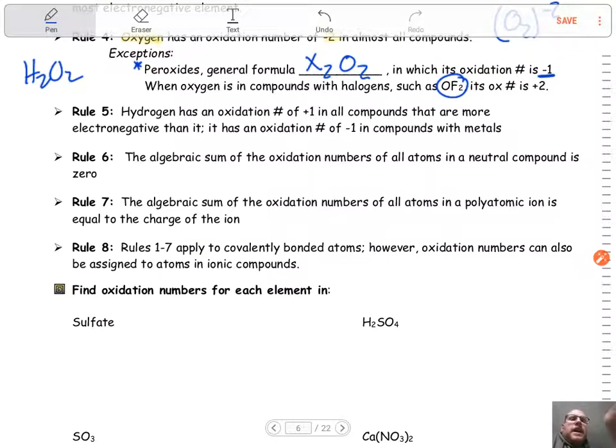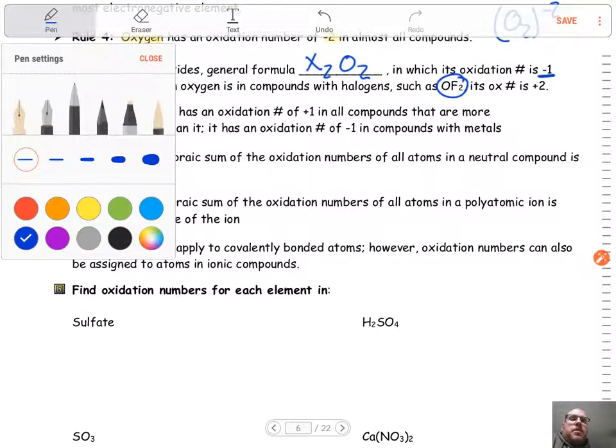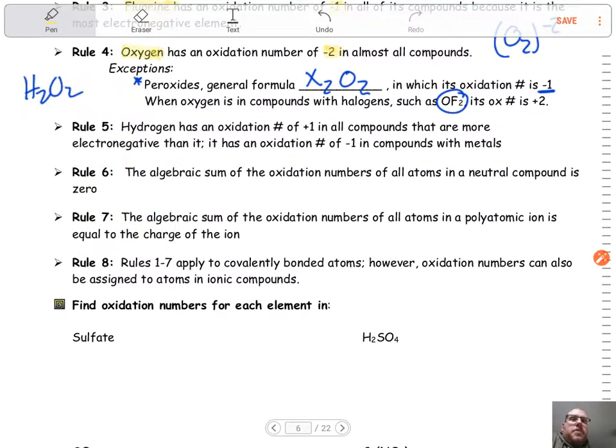Rule 5, hydrogen is always a +1. Hydrogen has an oxidation number of +1 in all compounds with elements that are more electronegative than it. The only time hydrogen is going to be a -1, guys, is when it's with metals. Something like lithium hydride, sodium hydride, magnesium hydride, or zinc hydride: when it's with a metal, it's a -1. Every other time, it's a +1. Remember, it acts like a metal.